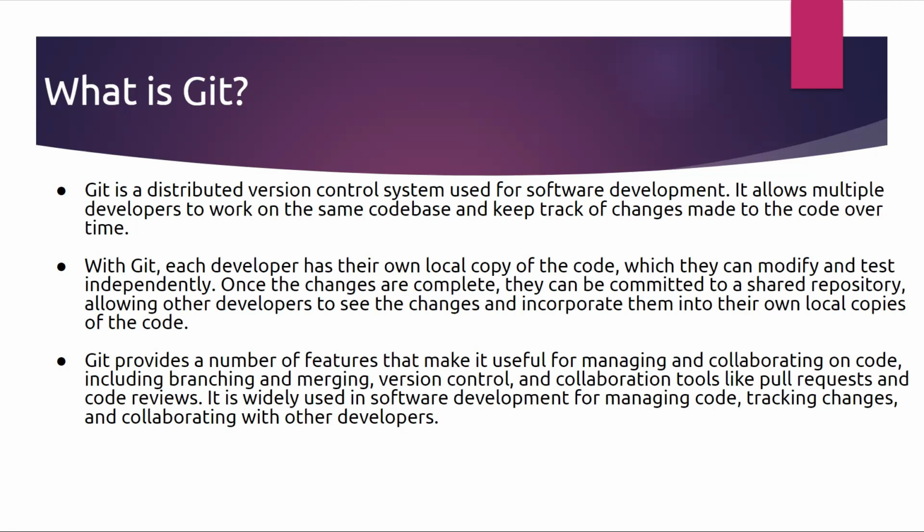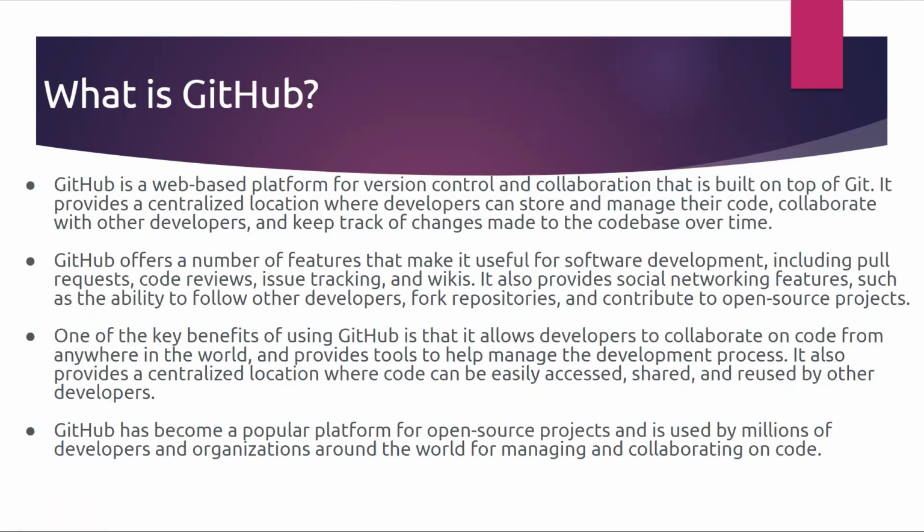Now, GitHub provides a number of features that make it useful for managing and collaborating on code, including branching and merging, version control, and collaboration tools with pull requests and code reviews. So basically, GitHub provides you all the features like connecting with the team members, putting your code, and collaborating on your code on a particular platform. Now, the second question, what is GitHub?